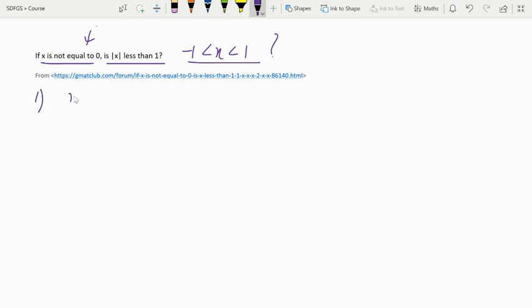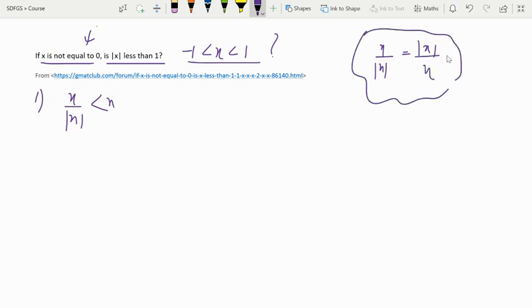Now, statement 1 says x upon mod x is less than x. As we already know, this is a very important function. The name is signum function. The name is not important, but whenever you see this, it is actually a step function. It is giving you only two answers, either 1 or -1, no other values.